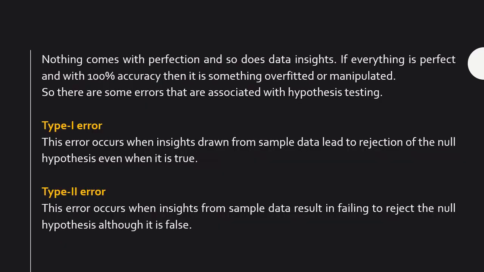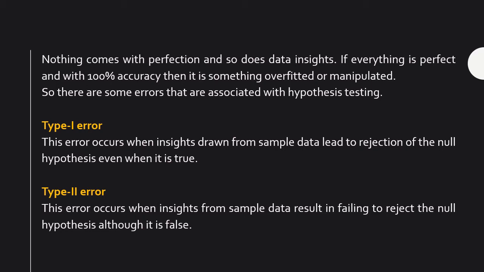But we all know that nothing comes with perfection, and so does data insights. And if we consider real-time data that's too errorless, there are lots of errors in it. So if everything is perfect and with 100% accuracy, then it is something very fishy. Either the data is overfitted or manipulated. So there are different types of error that are associated with your hypothesis testing as well.